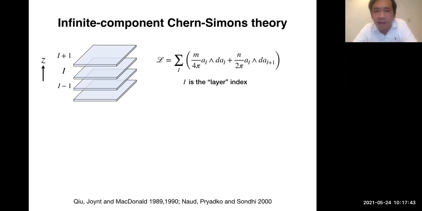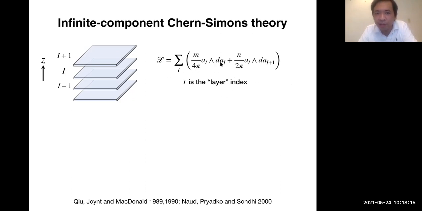Okay. Now, these different gauge fields are coupled together. So there's some kind of locality in the z direction. So each gauge field is assigned a layer index. And we couple these different layers by self or mutual Chern-Simons terms. Because of locality, we only couple layers with the neighboring ones. We can have, and in this talk, I'll only be considering self-coupling, coupling between the same layer, and coupling between neighboring layers.